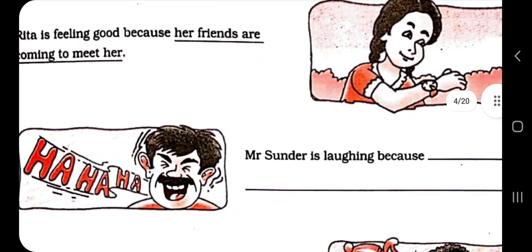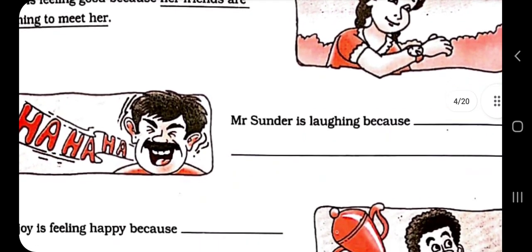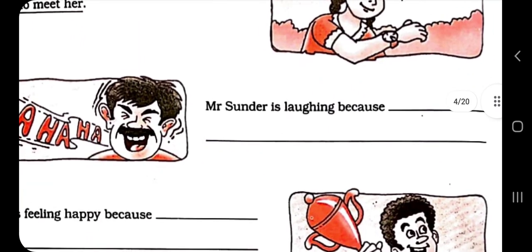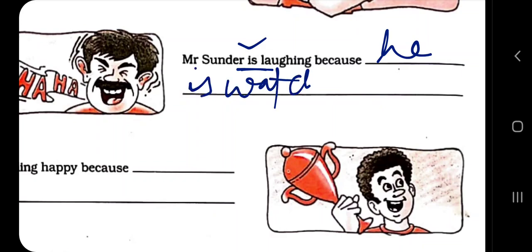Rita is feeling happy because her friends are coming to meet her. Now you can write your own; your opinion may be different, but let's do it. Mr. Sundar may be laughing because he had heard some joke, or he is watching some scene in the movie, or he is watching comedy. So let's write: because he is. Here it is present tense, so we will use present tense. He is watching a comedy show.